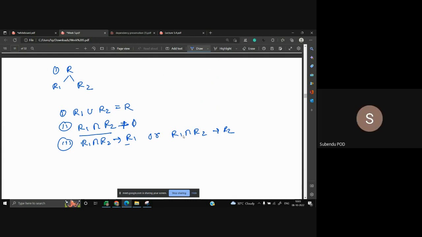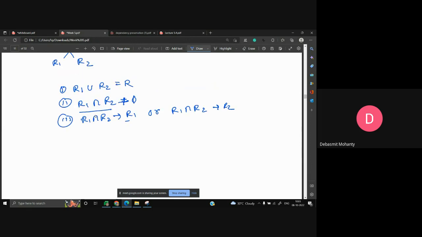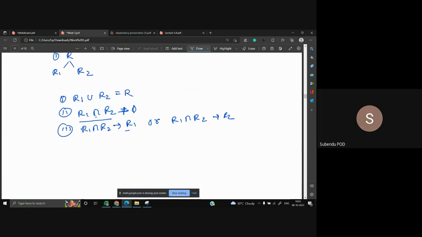Now we'll see with the help of an example. So when we say key, it should be primary or any key. It should identify all the attributes. Even a super key is also a key. Okay, so we'll see on an example.